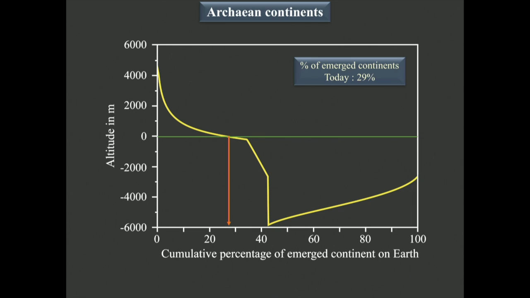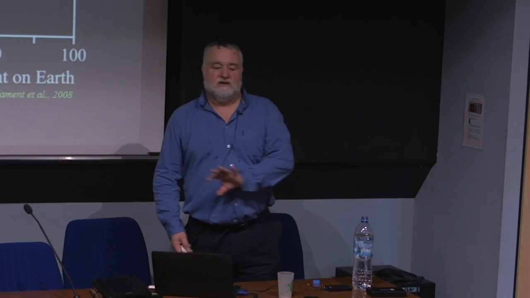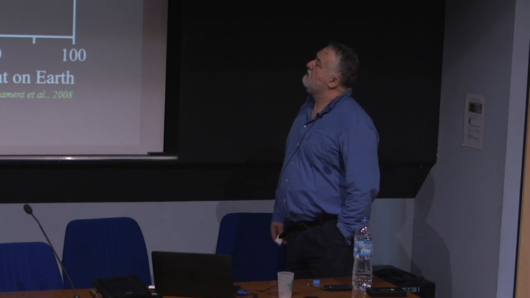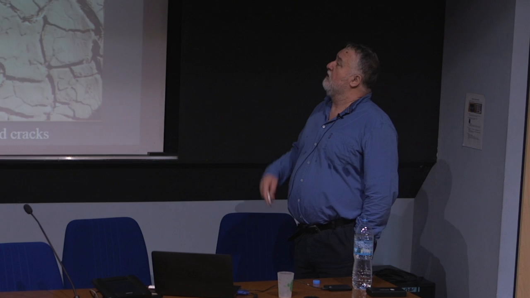And it seems that, of course, as we can see here, the amount of emerged continent during the Archean was lower than today, and the maximum value is 12%, and probably slightly less. So during the Archean, the amount and the proportion of emerged continent was less than today. So this is something quite important. But we have evidence that we had this kind of emerged continent.